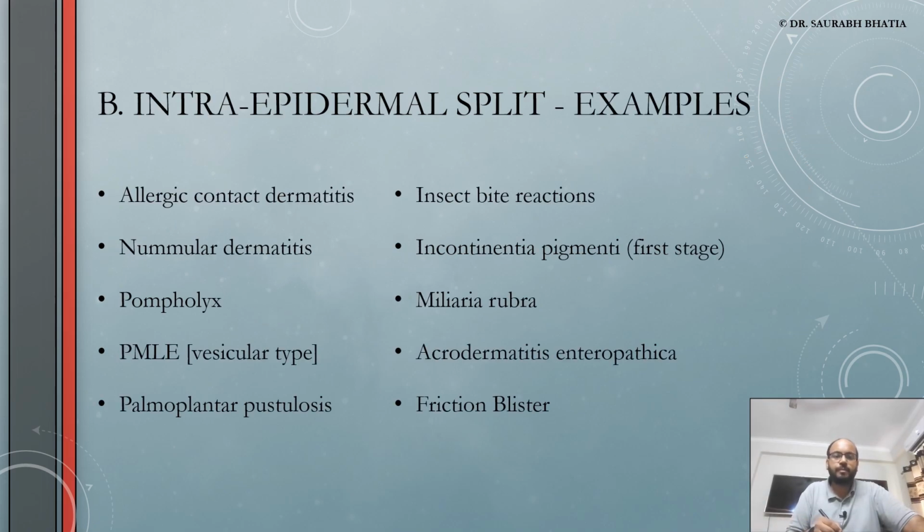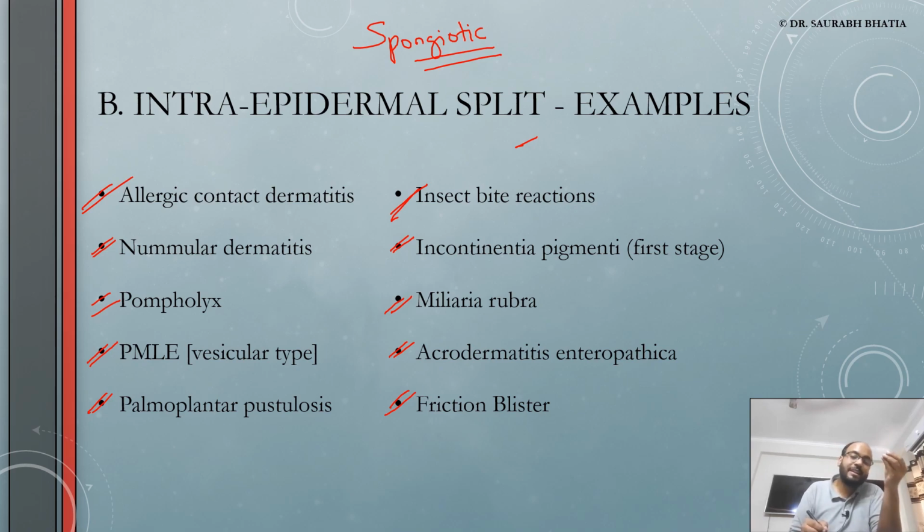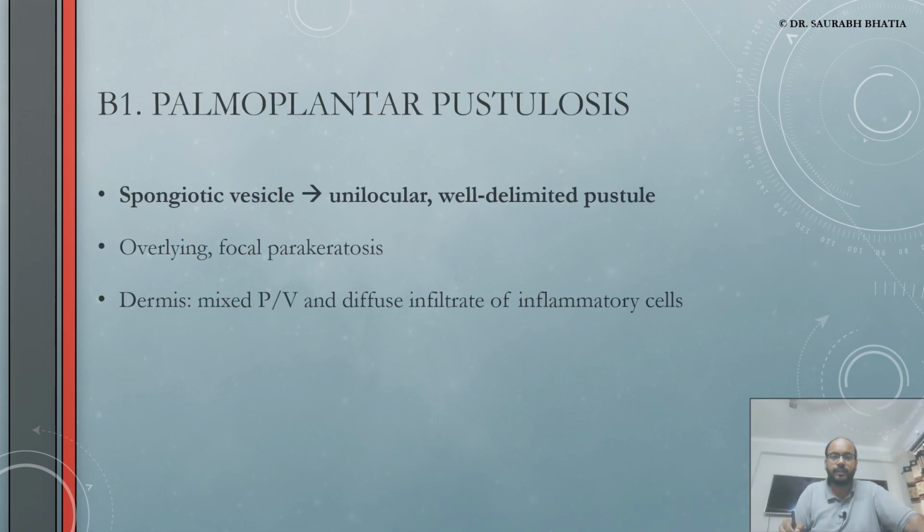Examples of intraepidermal split include allergic contact dermatitis, pneumodermatitis, pemphigus vesicular type, PMLE, palmoplantar pustulosis, insect bite reactions, incontinentia pigmenti first stage, miliaria rubra, acrodermatitis enteropathica, and friction blisters. One thing in common that you must have realized: these are all spongiotic disorders. We discussed some of them in last week's lecture on the spongiform tissue reaction pattern. Now you understand why spongiosis is easily picked up adjacent to the split, because it is the major underlying mechanism of the intraepidermal split. So let's move forward and discuss intraepidermal splits, taking examples for the intraepidermal separation.